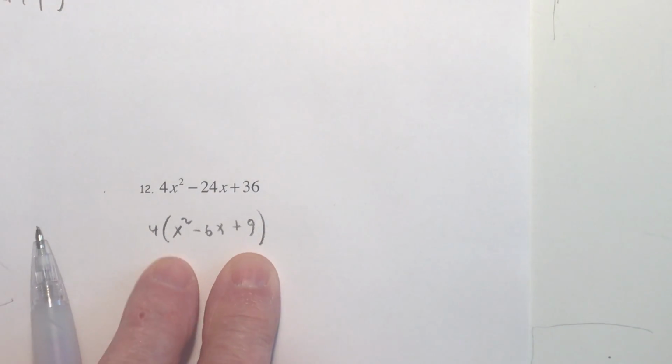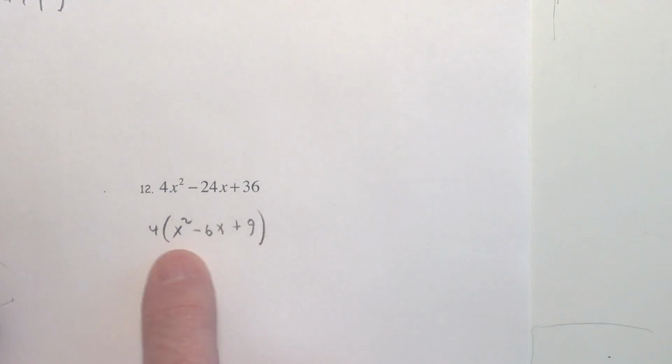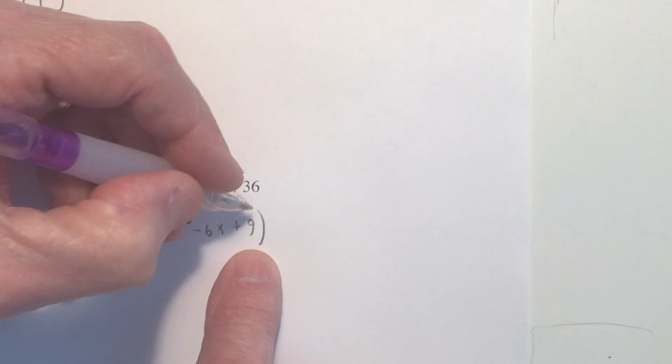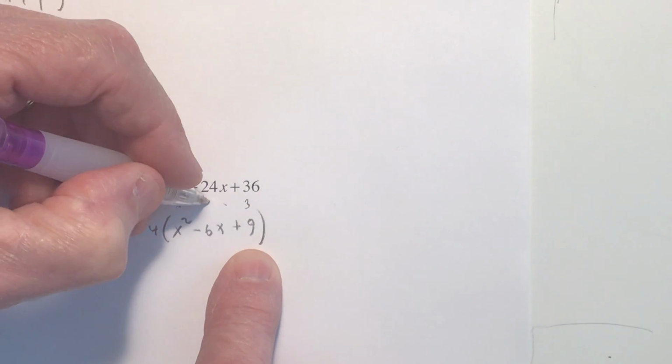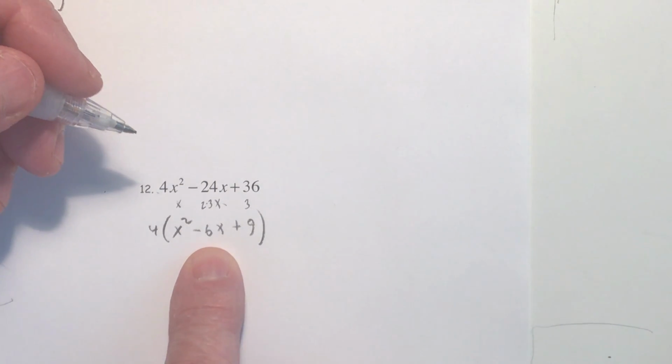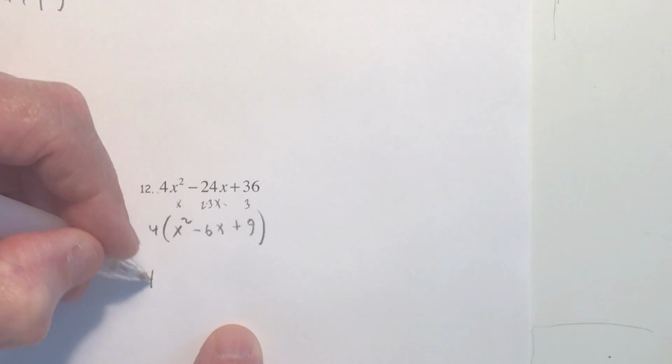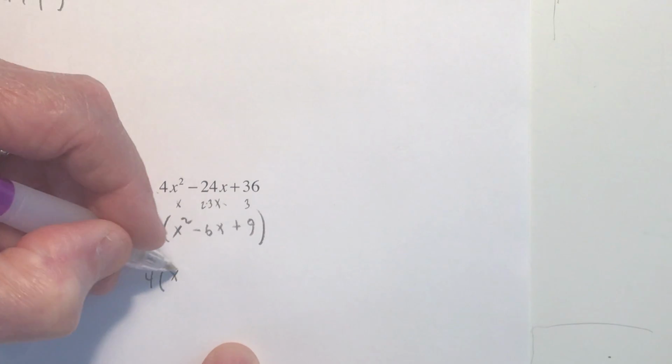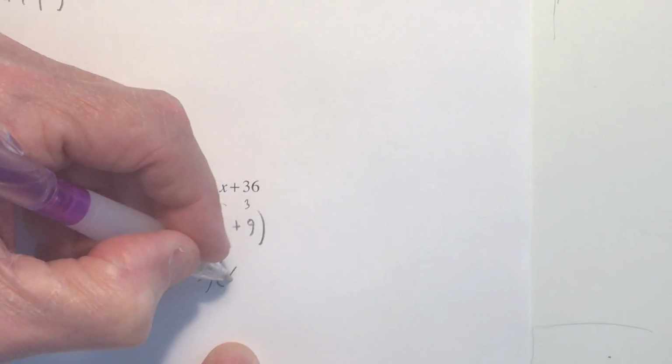And I can consider this as a perfect square trinomial, because that's the square of x, that's the square of 3. 3 times x is 3x, and 2 times 3x is 6x. It's minus 6x, so we make it minus instead. X minus 3, x minus 3.